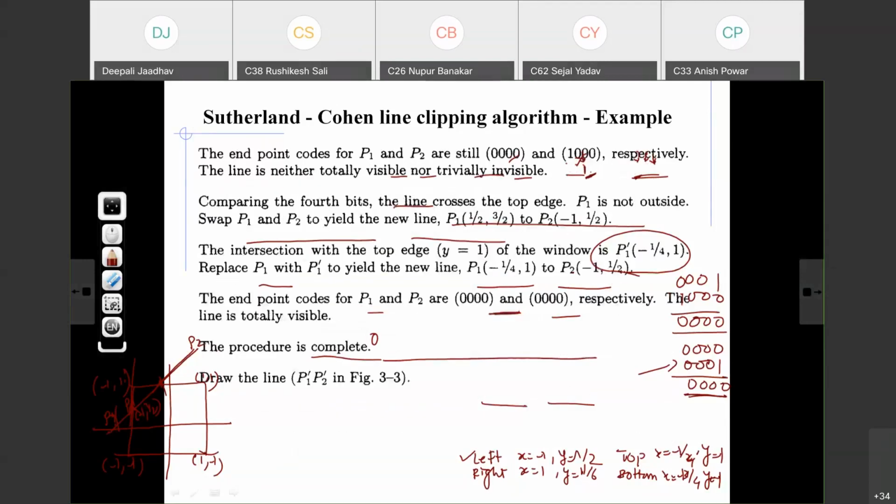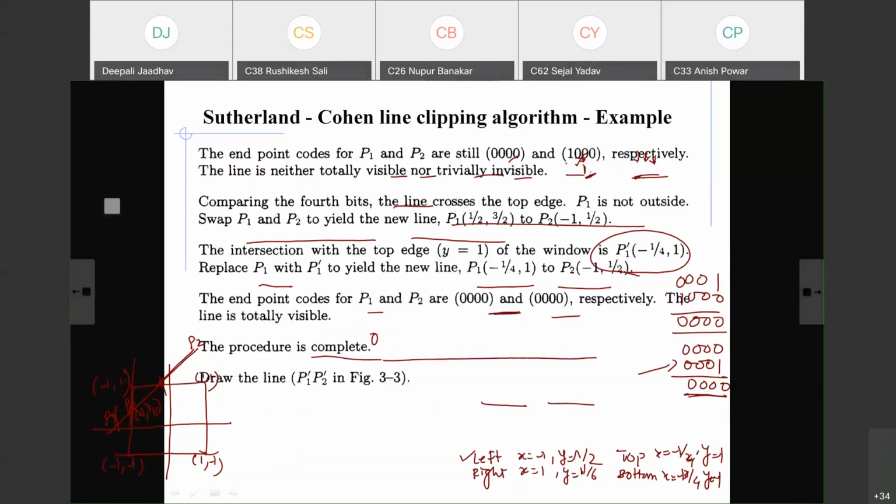Okay. So P1 is comparing the fourth bit. What is the fourth bit? 1. What it indicates is that the line crosses the top edge. But here P1 is not outside. In our algorithm P1 is outside, but it is not. That's why what we need to do? First we need to swap P1 and P2.